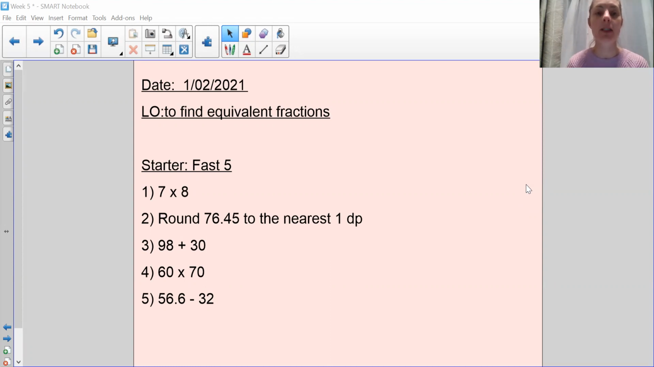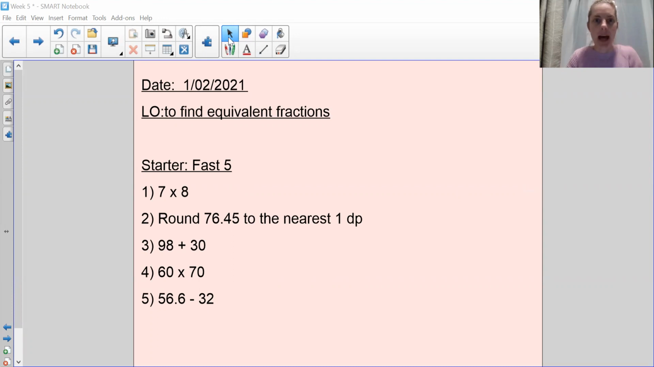So today we're going to be looking at finding equivalent fractions, which is going to be our learning objective for today. And before we get going with that, I would like you to do your fast 5 starter for me, which means doing it under 5 minutes. It's a bit of a challenge, and a lot of this today is actually mental calculations. So see how you do. So pause the video now and have a go.